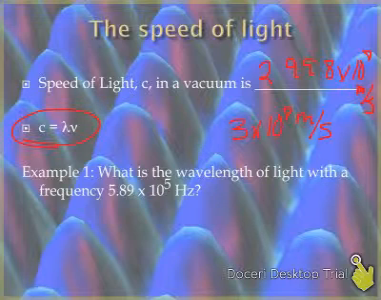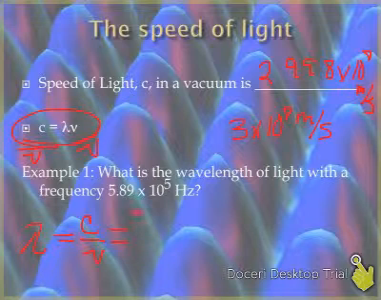All right, so let's do an example. It says, what is the wavelength of light with a frequency of 5.89 times 10 to the fifth? So we're going to use this equation, but we're going to rearrange it, right? Because we don't want to solve for C, we need to solve for the lambda, the upside down looking Y or the funny looking H. So if we rearrange, we have to divide each side by our frequency, so our wavelength is going to equal C divided by our frequency.